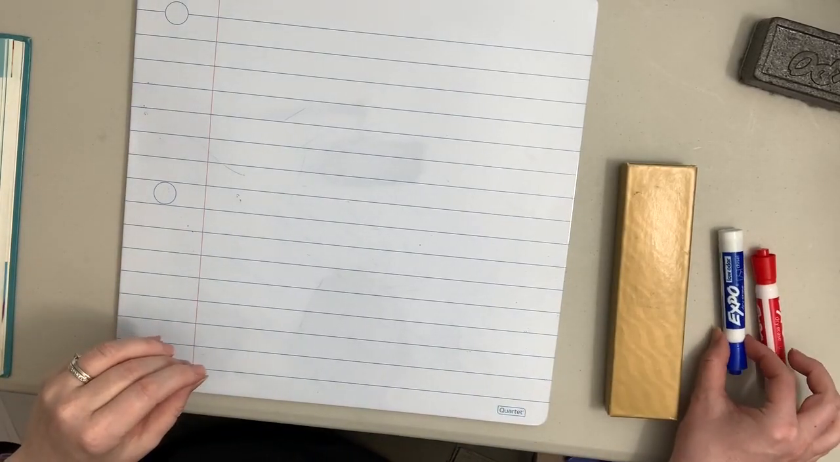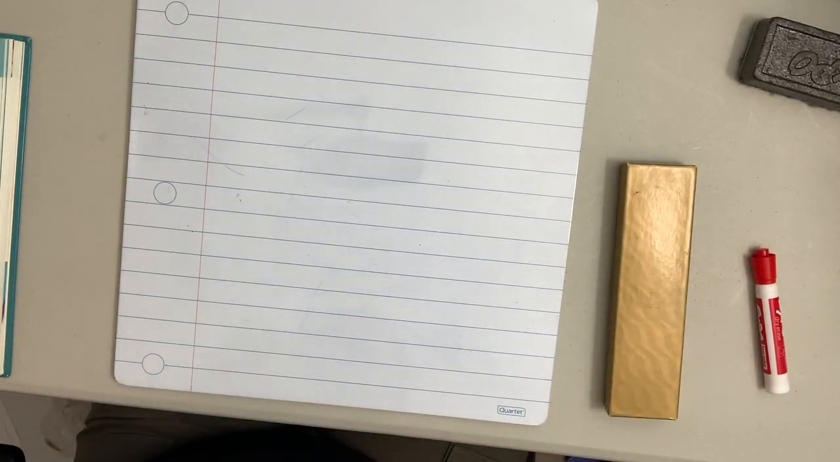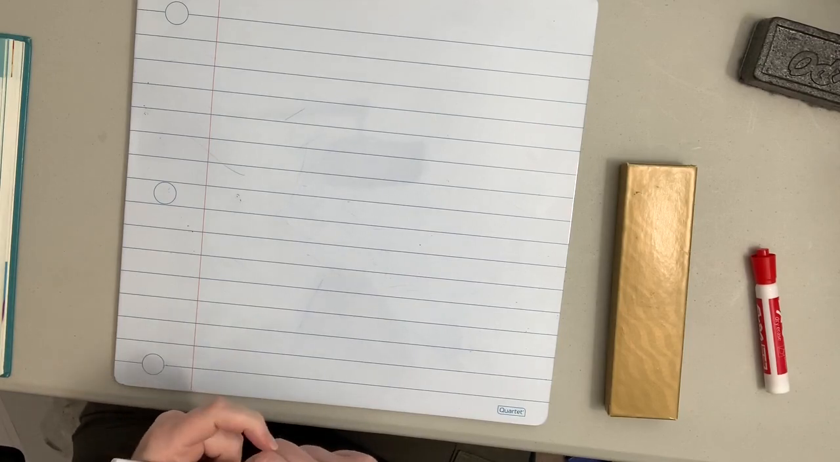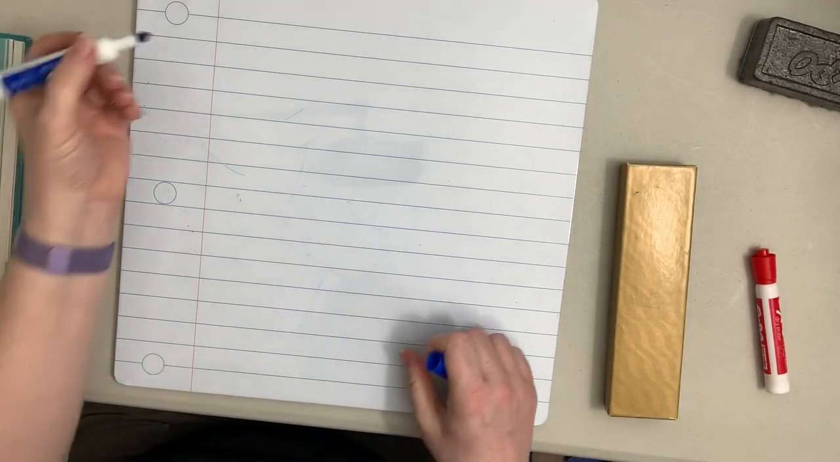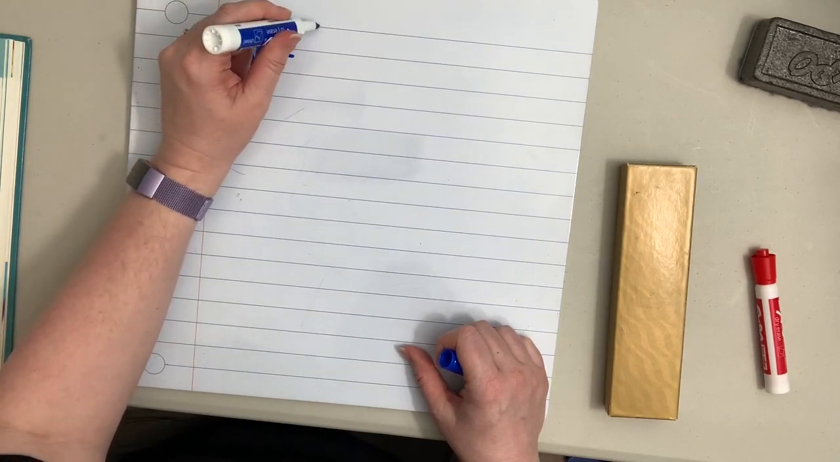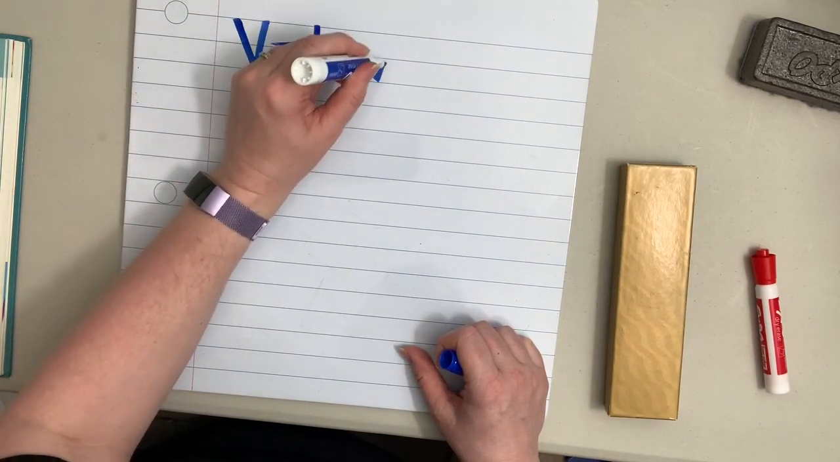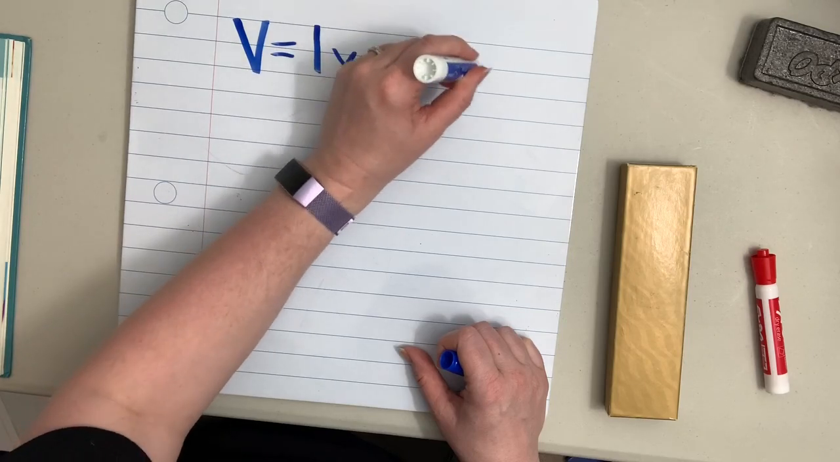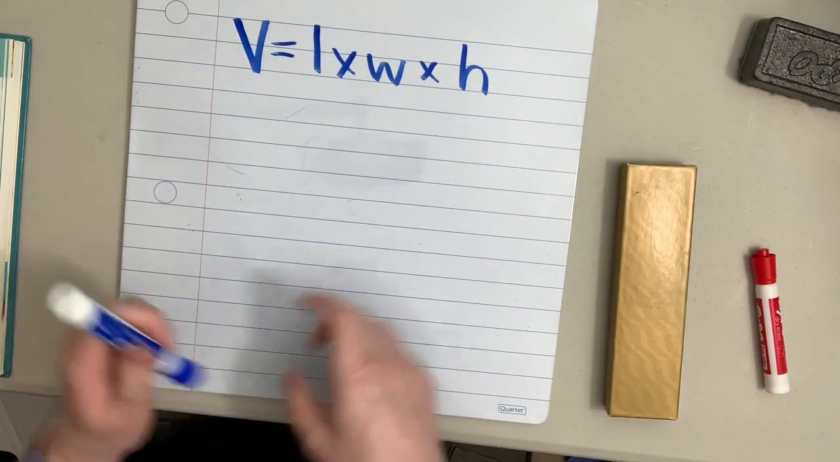Today we're going to be talking about volume of prisms, and we've already learned that the volume of a rectangular prism is equal to length times the width times the height. And so let's look at an example.